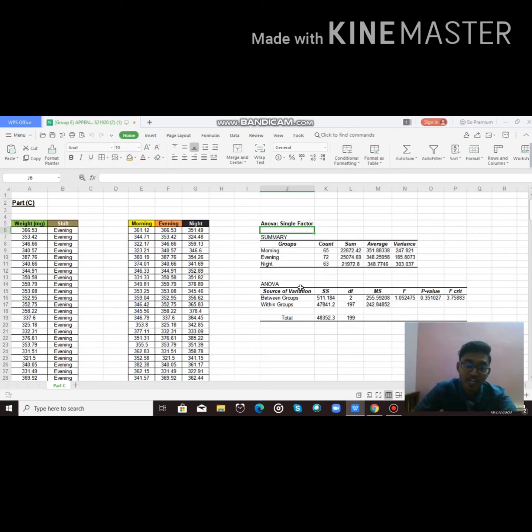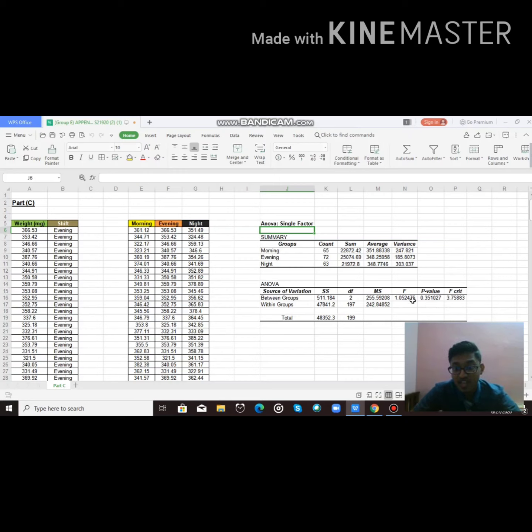In the second table, the ANOVA table, there are seven columns. The first one is source of variation, which is between groups and within groups. The following columns are sum of squares, degrees of freedom, mean square, F calculated, p-value, and F critical. The p-value we get from the output is 0.351027. Here, we use a significance level of 0.025. So, if the p-value is more than the significance level, H0 will not be rejected.